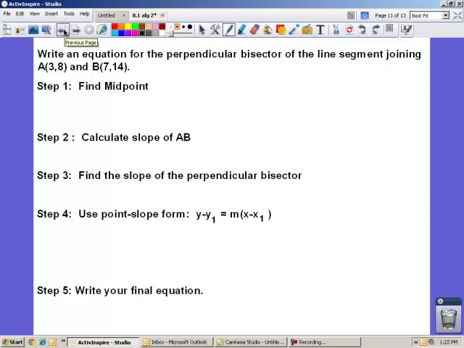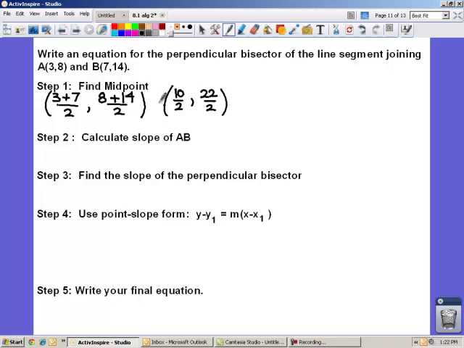So now, to accomplish getting this problem done, the first step you're going to do is finding the midpoint of A to B. And the midpoint, we learned already, we're going to take the x's, 3 plus 7, and divide by 2. And the y's, so 8 plus 14, and divide by 2. So the midpoint is going to be 10 divided by 2, and 22 divided by 2, which we then can simplify to 5 over 11. And we're going to use this midpoint later on in the problem.